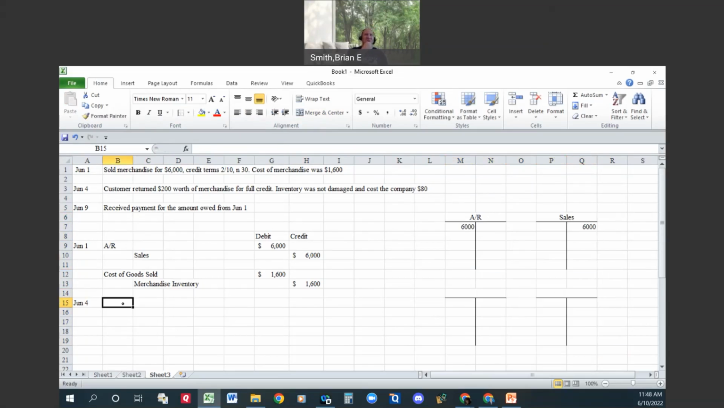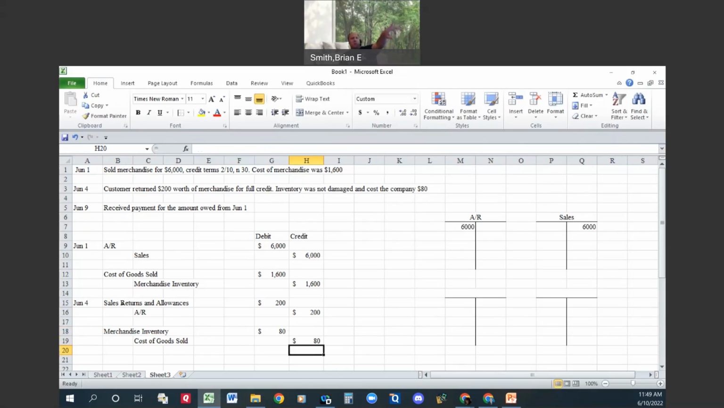Customer returned $200 worth of merchandise for full credit. So we're going to debit sales returns and allowances for 200, and we're going to credit accounts receivable for 200. Then we're going to do another journal entry for the inventory side. We're just going to reverse those, but for $80.